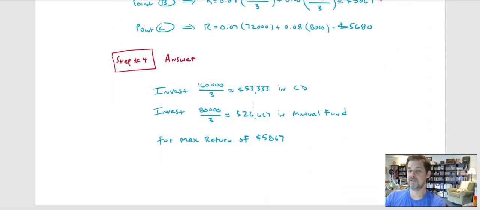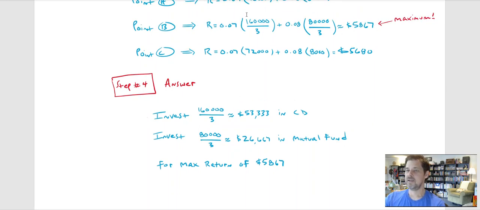Step 4 is to make a statement of your answer. So how would we take this and formulate it into an answer? The x coordinate was how much we invest in CD, and I got this number when I solved it before. I got 160,000 over 3. But if we want to round that out, that's 53,333 if you round to the nearest dollar. So that's how much we want to invest in CD.